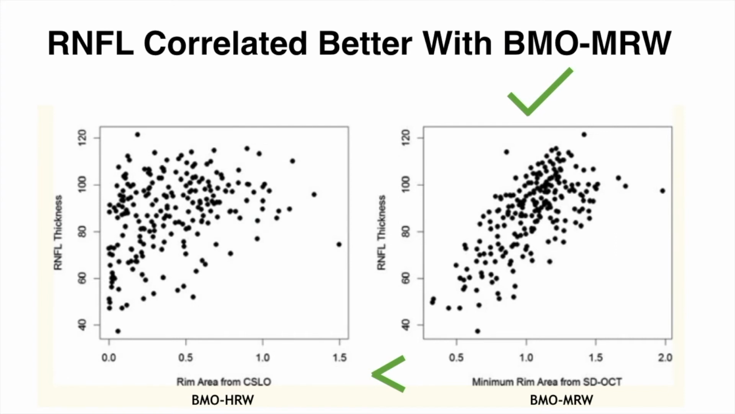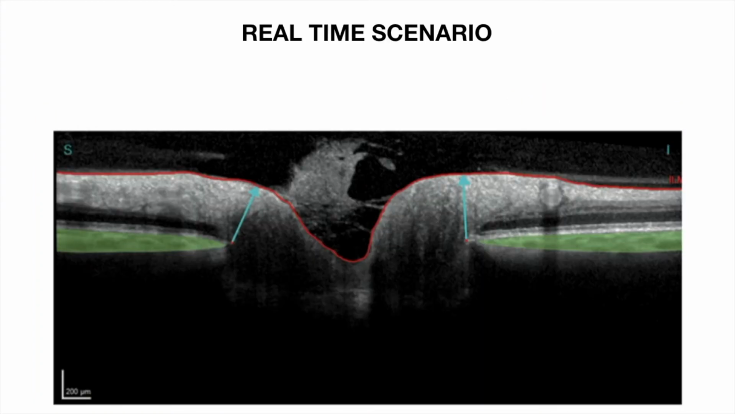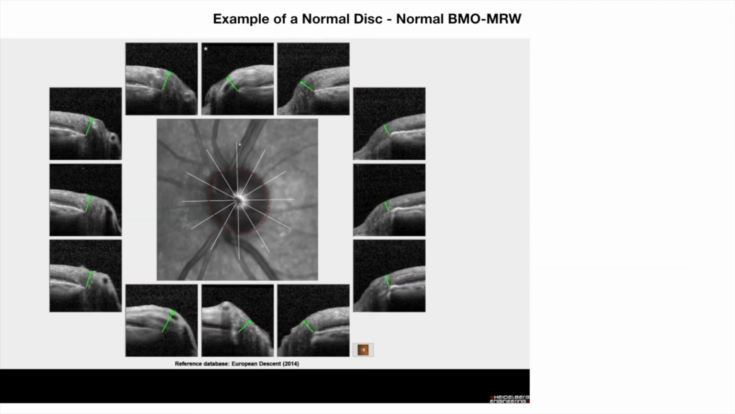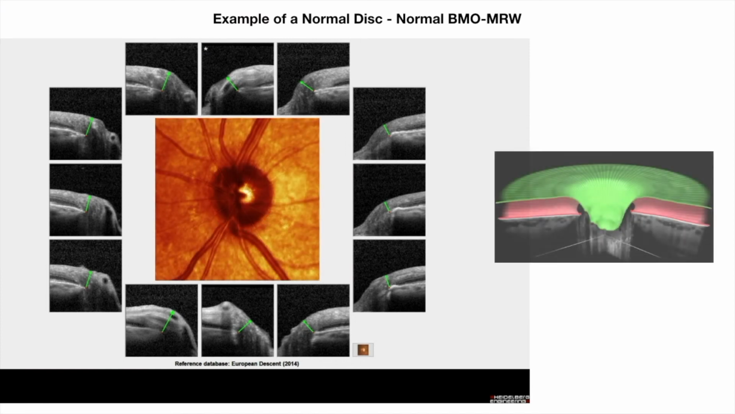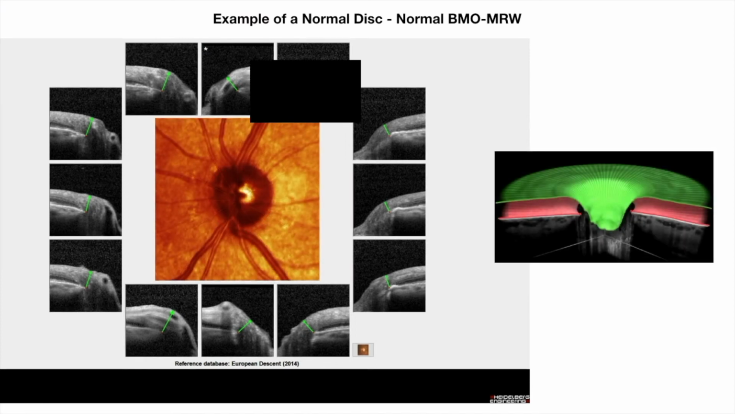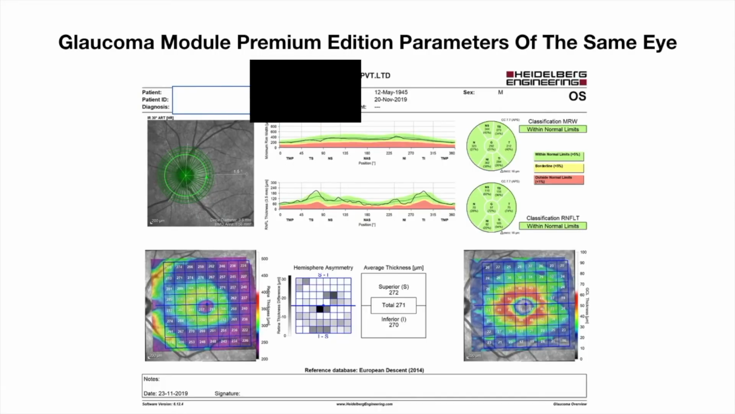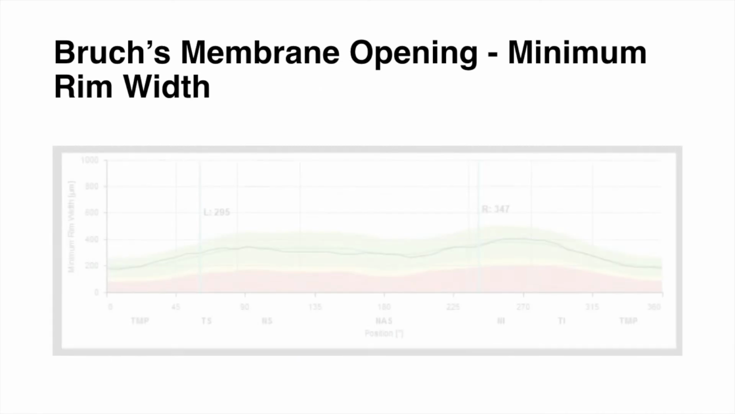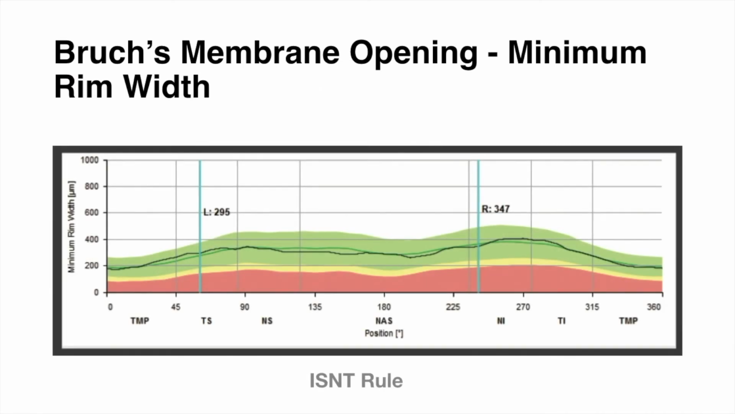Let us see an example of a normal disc in a real-time scenario. A normal disc will have a normal BMO-MRW, depicted by the green arrow illustrating BMO-MRW. Glaucoma Module Premium Edition parameters of the same eye, such as BMO area, BMO rim analysis, RNFL analysis, RNFL thickness and ganglion cell layer thickness, all appear to be normal. BMO-MRW follows the ISNT rule. Inferior and superior rim width appears to be thicker than the nasal and temporal rim width.